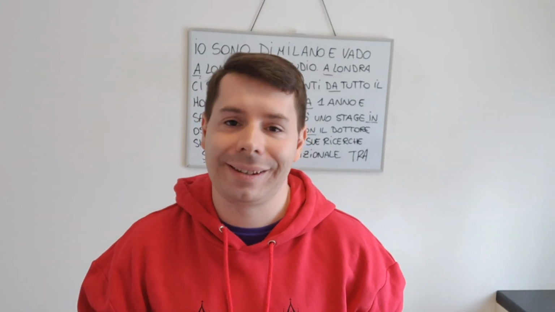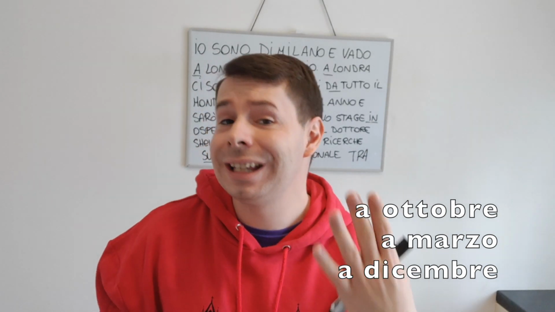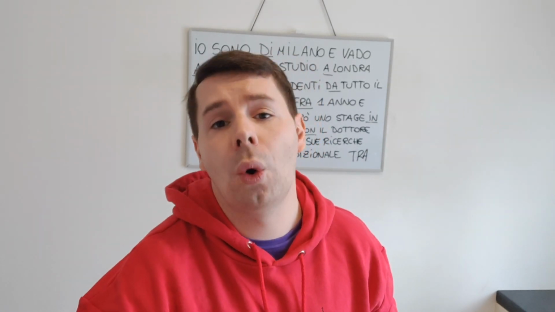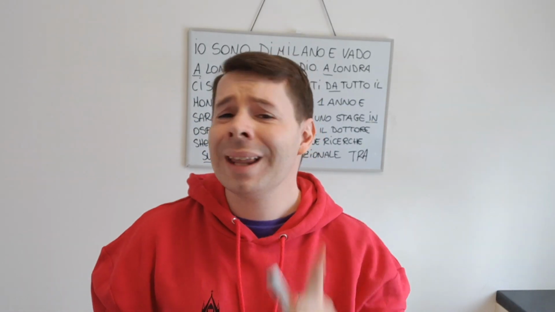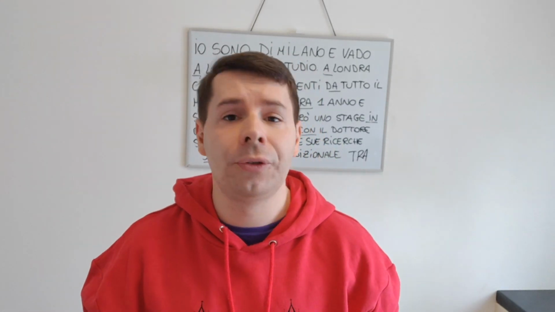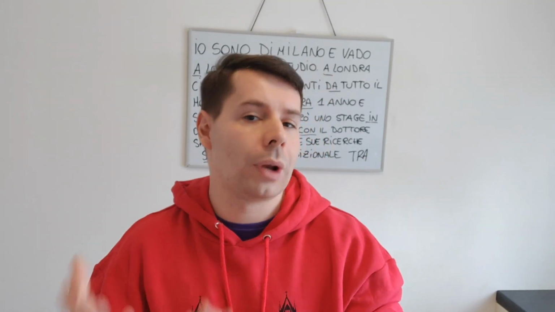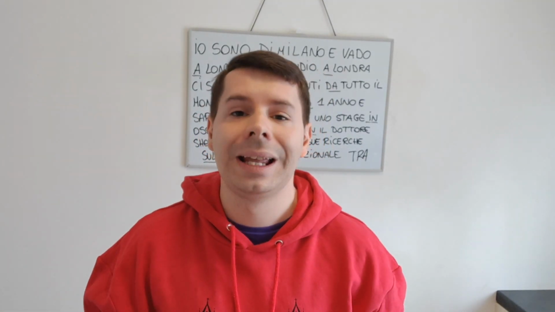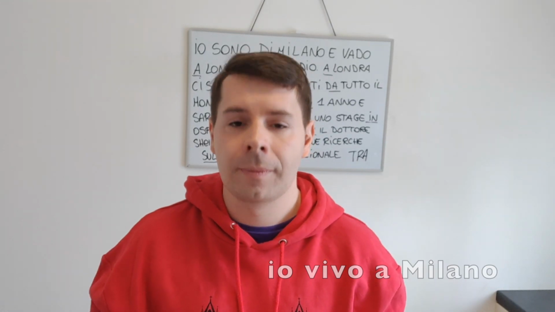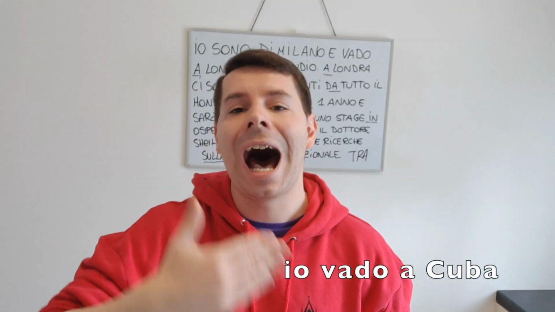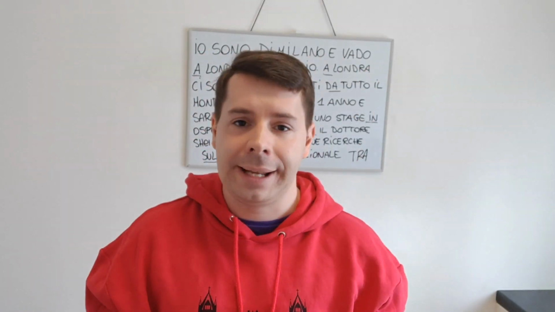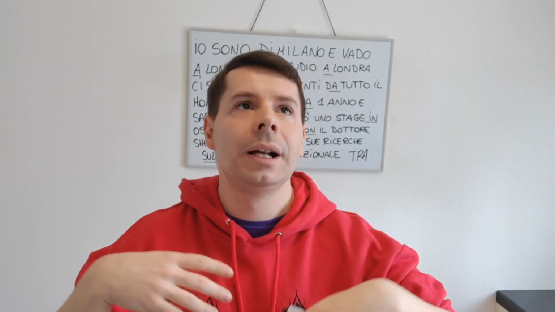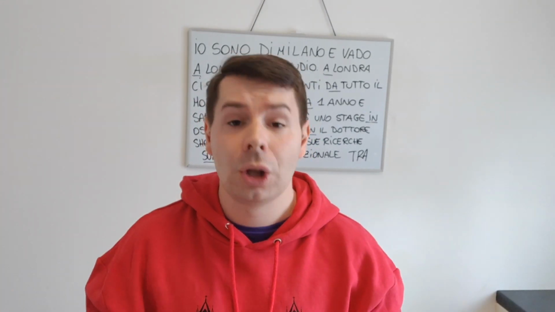A, we can use it also to introduce months. For example, I can say, a ottobre, a marzo, a dicembre. But then we're going to use it also for places. And here we can use it when you're going to the place or when you are in the place. There is only one rule. You're going to use it, for example, with a city or small island. For example, io vivo a Milano or io vado a Cuba. Then, regarding generic places, for example, school, theater, cinema, there are no rules, so you need to learn by heart.